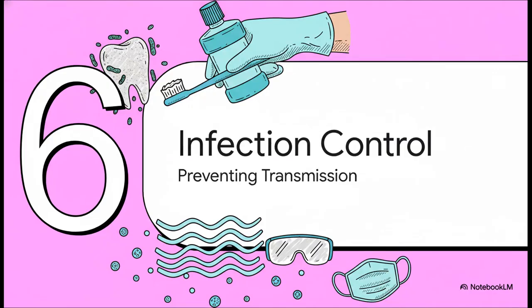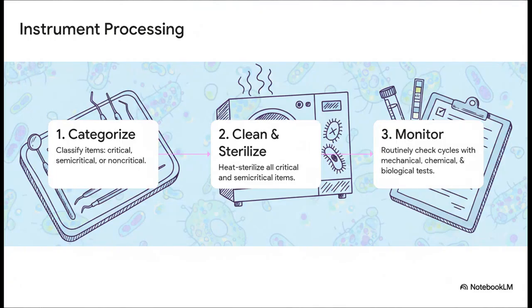Okay, last but certainly not least, let's zoom out from the single patient and talk about the crucial topic of infection prevention and control. In any setting where this organism lives, especially dental clinics, you have to have a rock-solid, multi-step approach to instrument processing. It's just not negotiable. You categorize your instruments, you meticulously clean and then sterilize them. And this is the part people sometimes forget. You have to routinely monitor your sterilizers with biological indicators to prove the process is actually working.